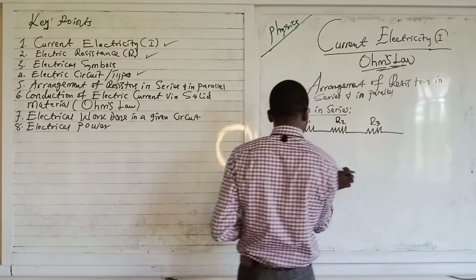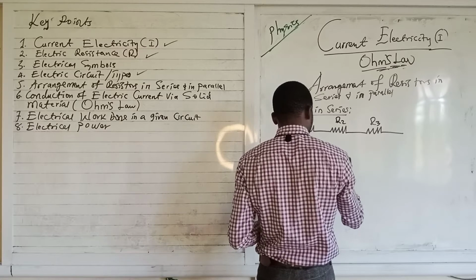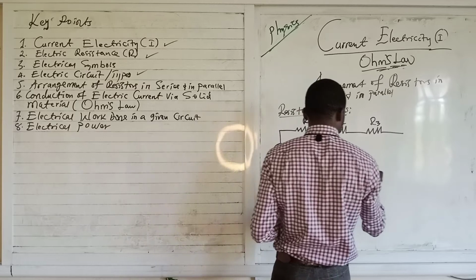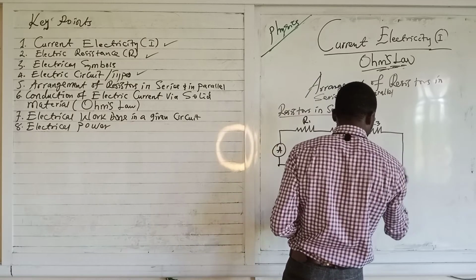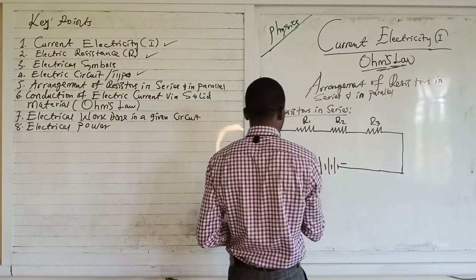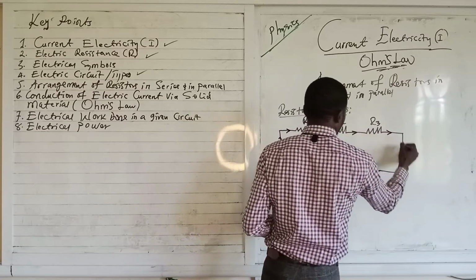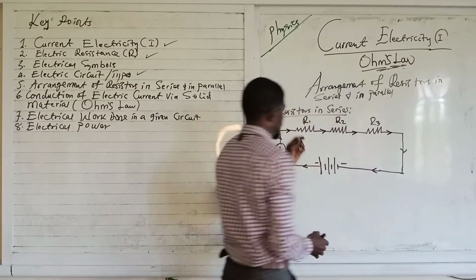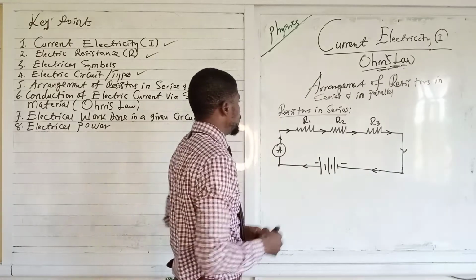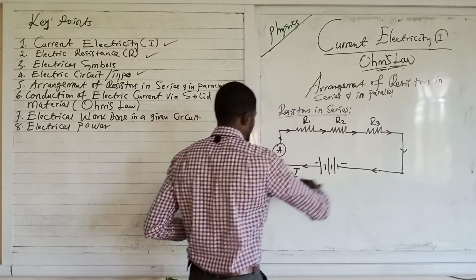Of course, I'm not going to use a single cell or a battery now. I'm going to use 3 cells in the circuit, plus and negative, and of course a closed circuit. So the current will flow in this direction, back here. This is the diagram of the arrangement of resistors in series. When resistors are arranged in series, you have the same current flowing through them.